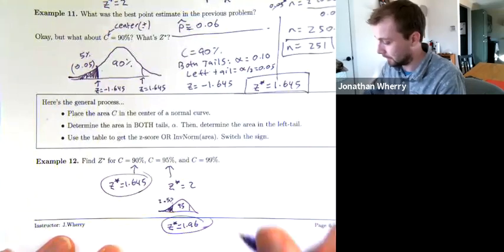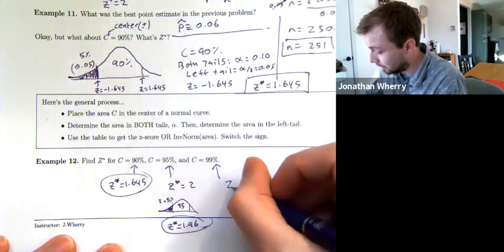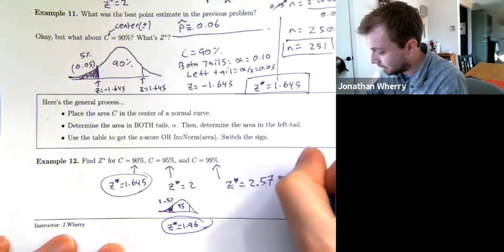Finally, for 99%, I'm going to leave this one entirely for you to do, but I get a critical value of 2.576.